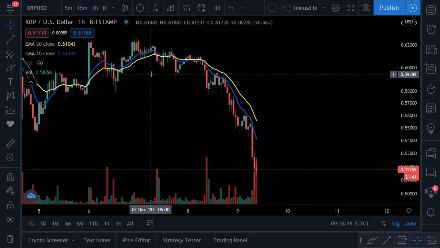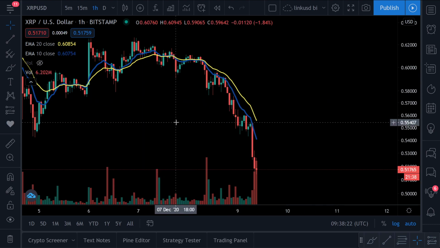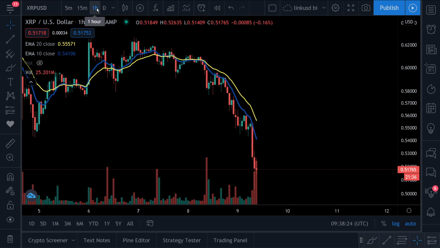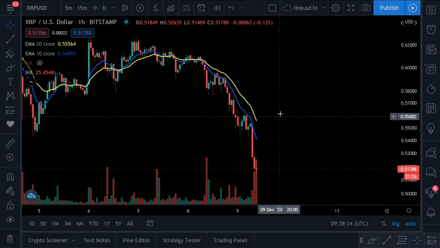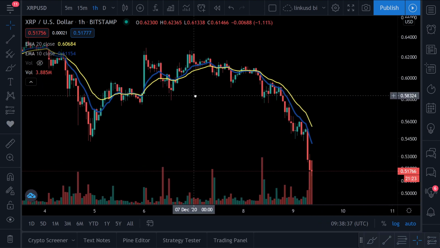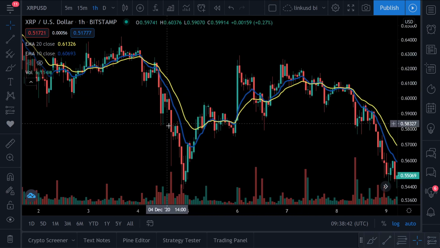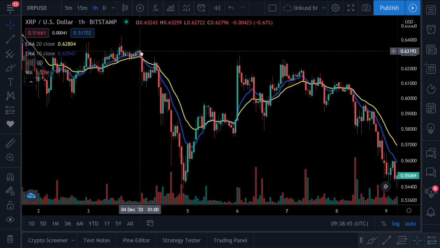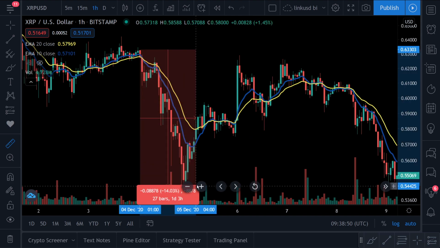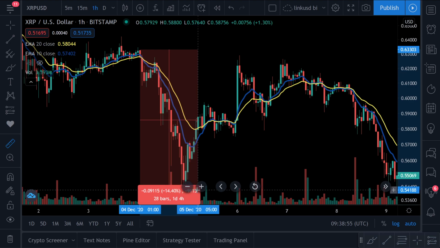Basically, I like to use the exponential moving averages on the hourly time frame, and what I'm looking for here is the 10 hourly EMA to turn bullish and cross the 20. So if you look back through the charts, you can see this was a bottom here. This was a crash, December the 4th, where XRP fell around about 14%.